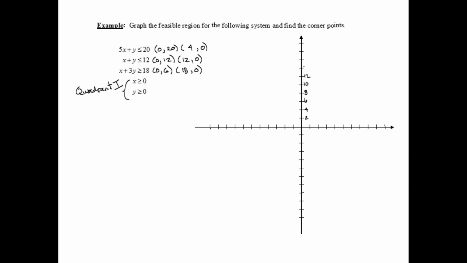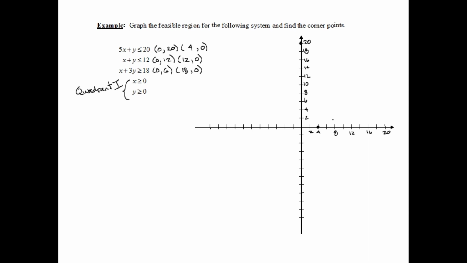2, 4, 6, 8, 10, 12, 14, 16, 18, and 20. Here we've got 2, 4, 6, 8, 10, 12, 14, 16, 18, 20. And I'm not concerned with the negative numbers. So now I need to graph my lines. So we start with the first one. So we need to go up to 0, 20. Hang on, it looks like I wrote 0, 26 there for some reason. Let's make that a 20. 0, 20, and then 4, 0.